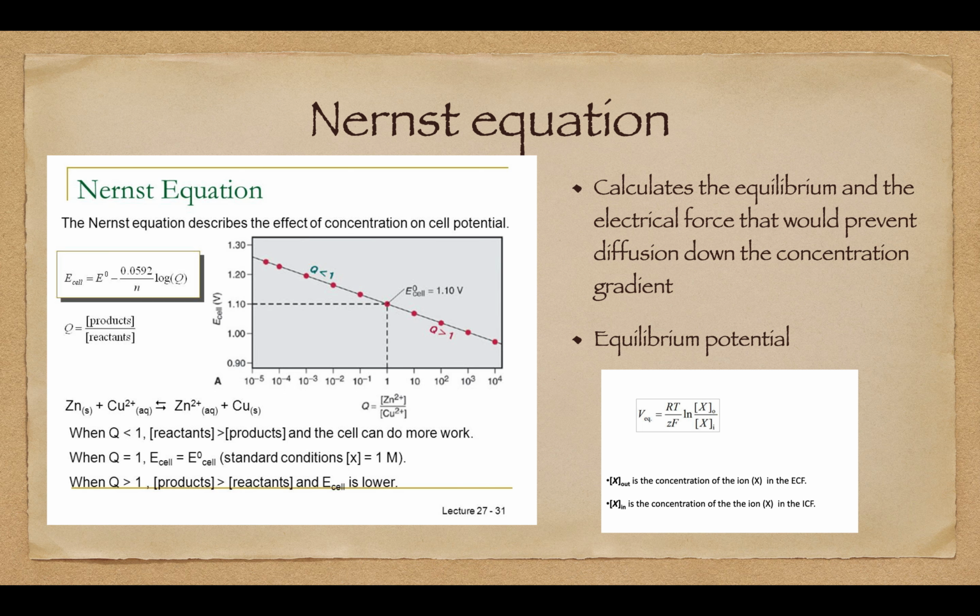So the Nernst equation will calculate the equilibrium, the electrical force that prevents diffusion down the concentration gradient. Just to boil it down, it's an equilibrium potential. You can plot it, as you can see here. It's linear, and this is the electrical equilibrium of the cell. It is going to be E naught minus this value.